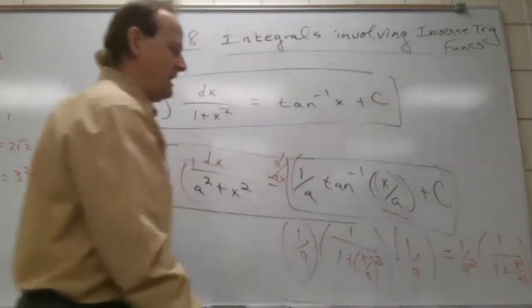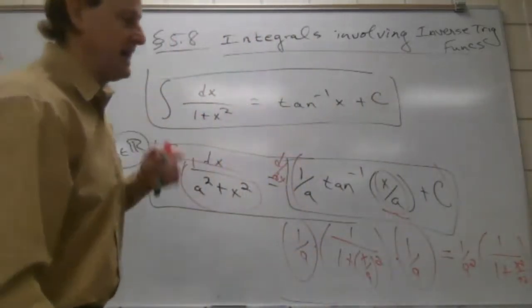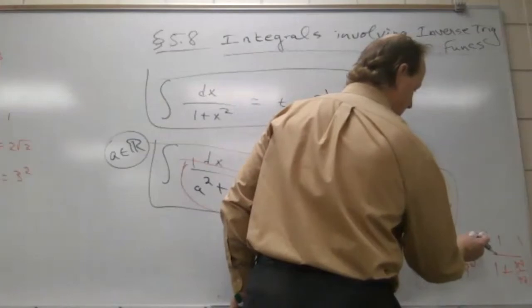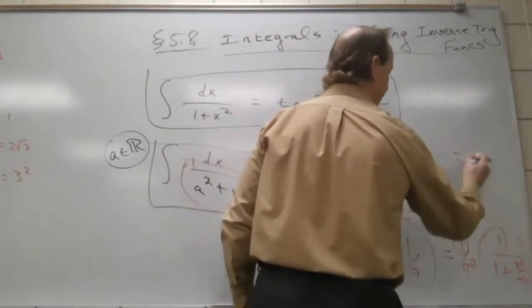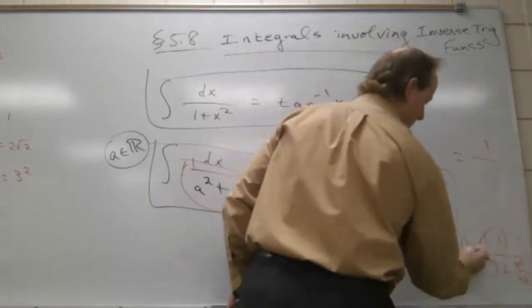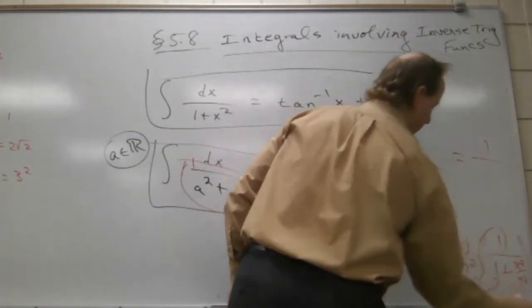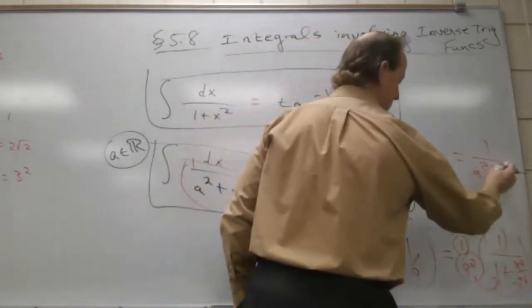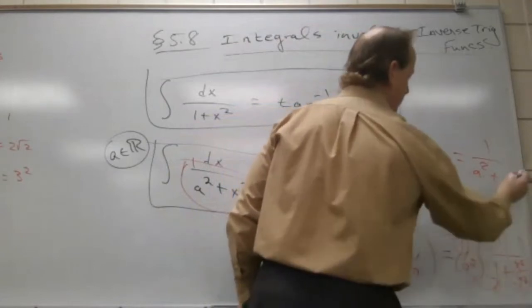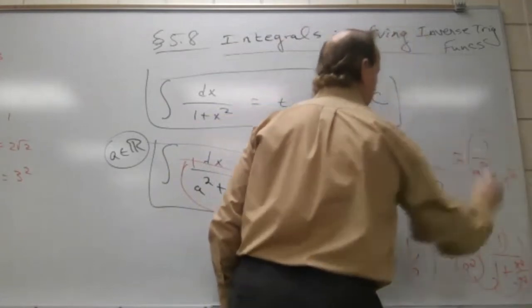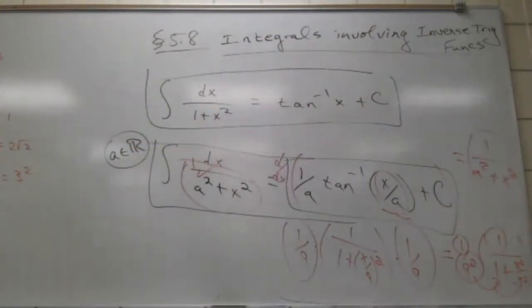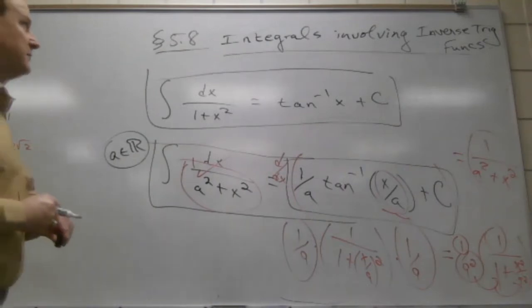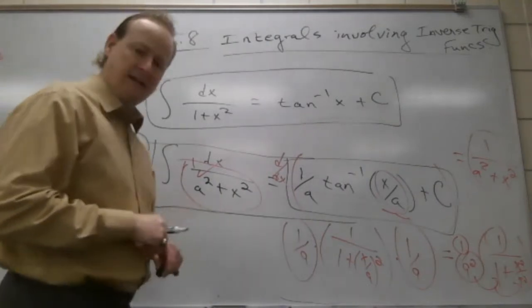Now, if I've got 1 over a squared times that, then basically I can just multiply 1 times 1 and I get 1. And then a squared, I'm going to multiply through the denominator, and what I get is a squared plus, and then the a squareds cancel. So I'm just left with x squared. So I get 1 over a squared plus x squared, which is exactly what I had over there. So there's your proof of that theorem based on knowing the derivative from section 5.7.